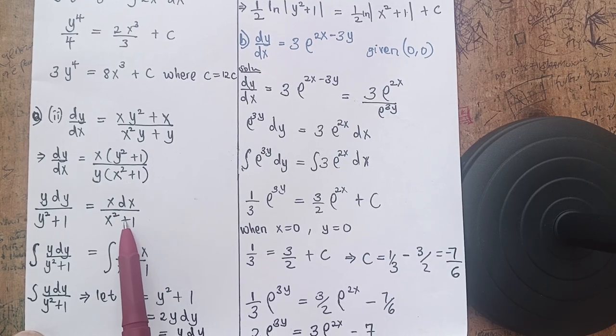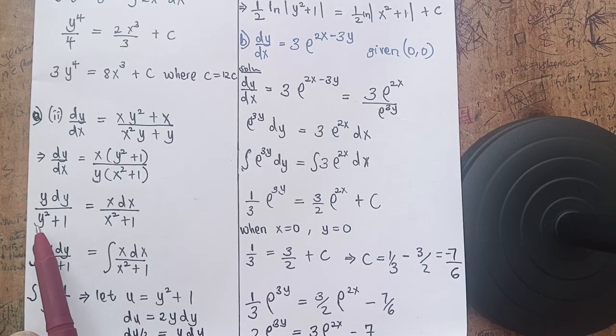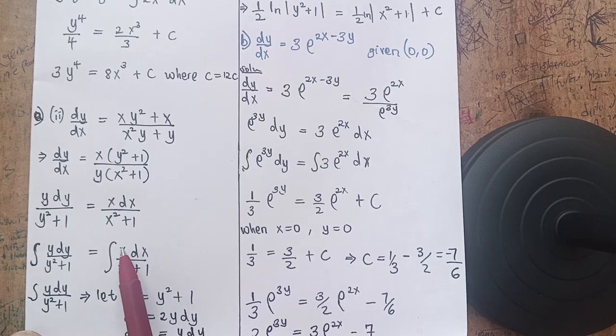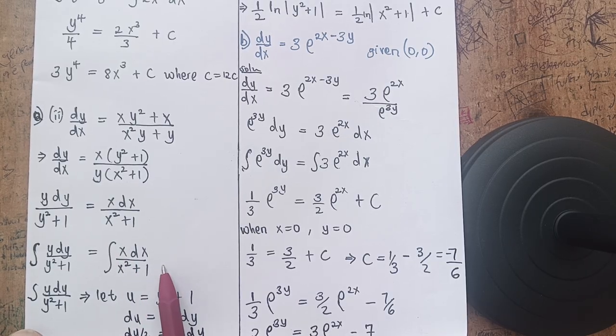After doing this, the next step is to integrate both sides of the equation. So on this side it's going to be the integration of y over y squared plus 1, and on the right hand side it's going to be x over x squared plus 1.